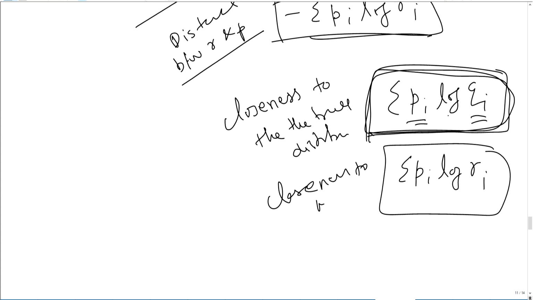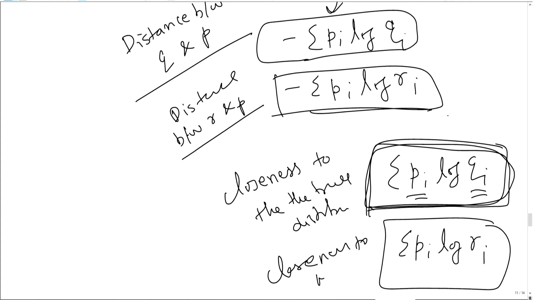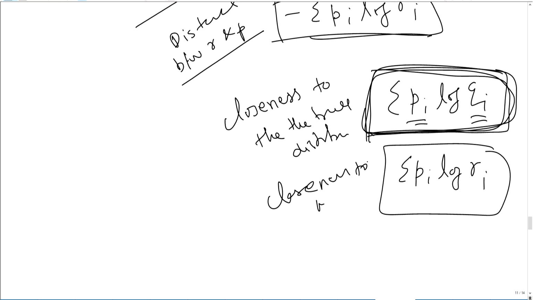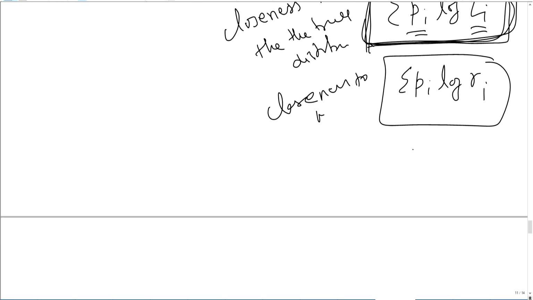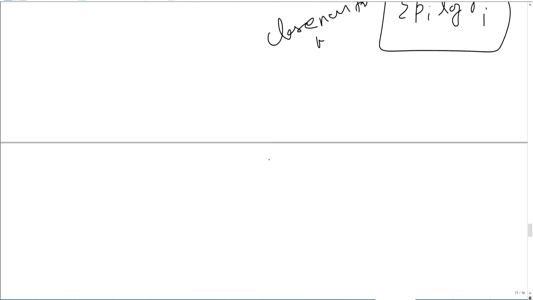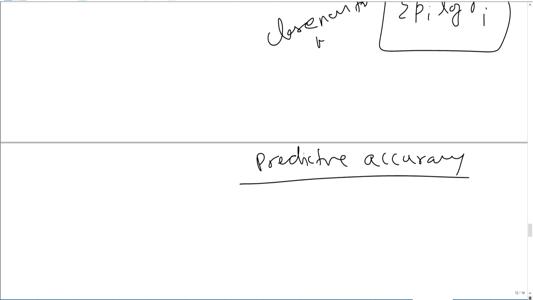So, we want to maximize this quantity and we want to minimize this quantity, because this was distance. We want to minimize distance and maximize closeness. This is what we are going to use as a measure of predictive accuracy. Now we have arrived at this particular measure of predictive accuracy. Let us say for model Q, this is given by summation Pi log Qi.